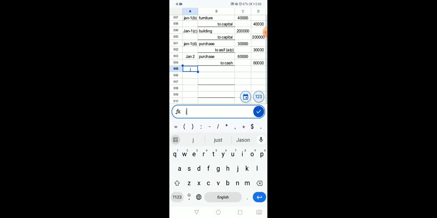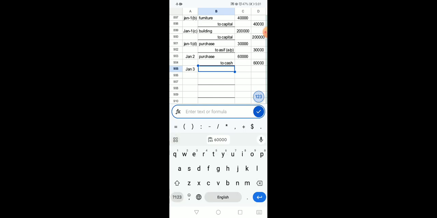So make a habit of putting date first. January 3. Let's see what January 3 is saying. January 3 is saying sold goods for cash. Now we are selling goods. When you sell goods, you will receive cash, meaning your cash in hand is increasing. Increase in cash in hand should be posted on debit side. So we are going to write cash on debit side.